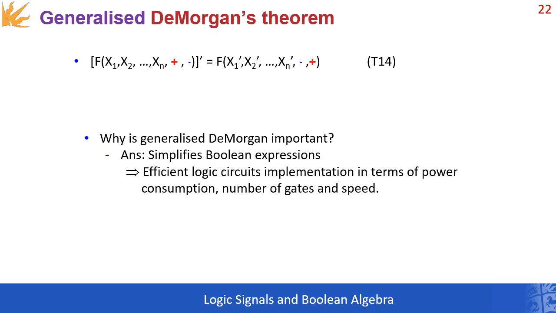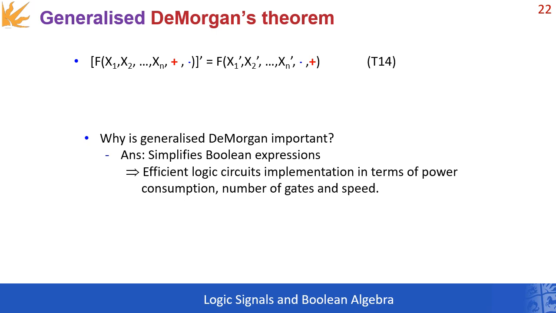Now, if you're wondering why the generalized De Morgan is important, the answer is pretty straightforward. It's because it simplifies Boolean expressions, and this is something that we're going to see with a series of examples later on. And as we said earlier during our introduction, by simplifying Boolean expressions, you make your logic circuits more efficient in terms of power consumption, number of gates, and speed.